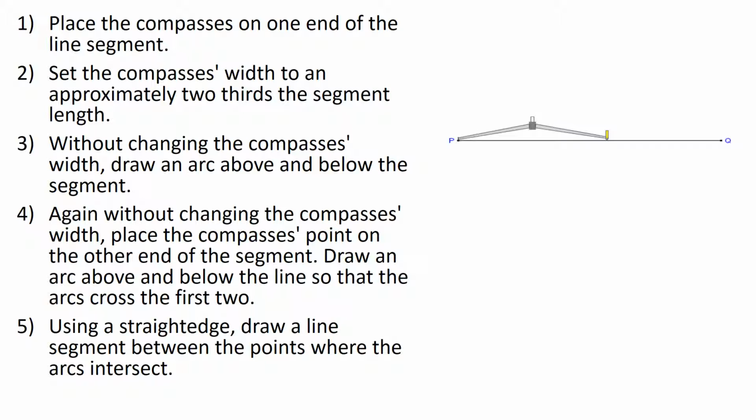Without changing the compass width, draw an arc above and below the segment. Again, without changing the compass width, place the compass point on the other end of the segment and draw an arc above and below the line segment, so that the arcs cross the two others. There we go. Using a straight edge, draw a line segment between the two new points.